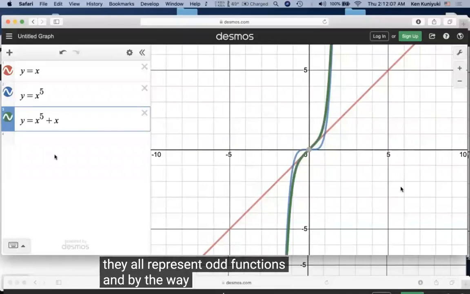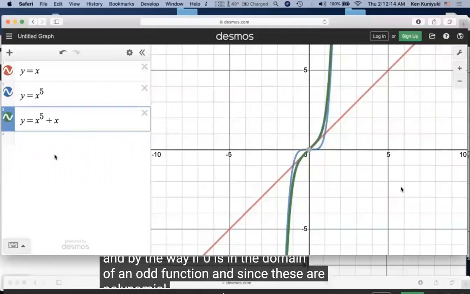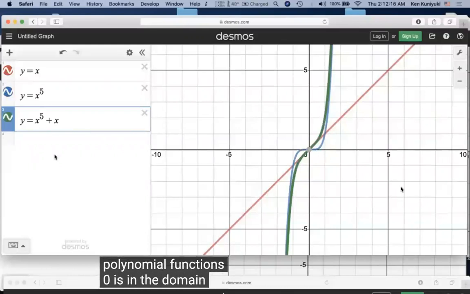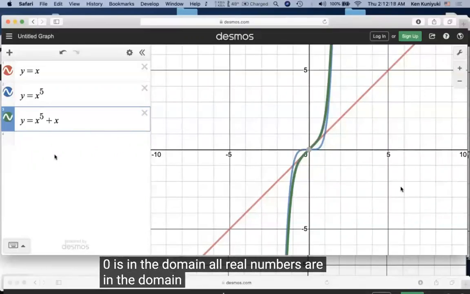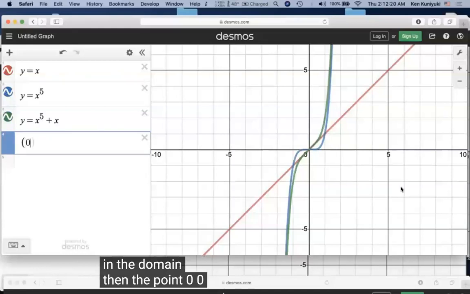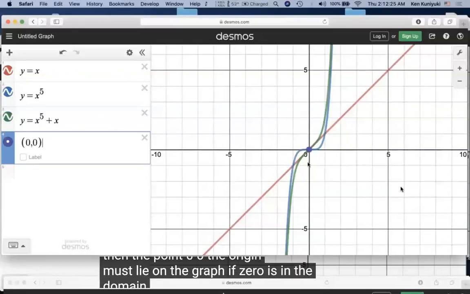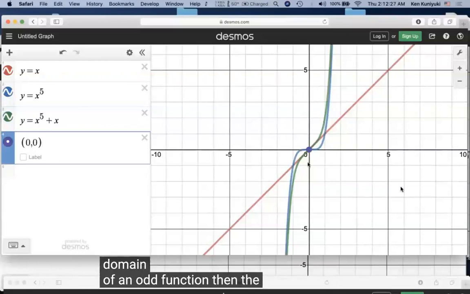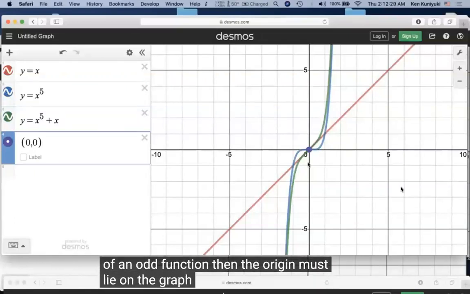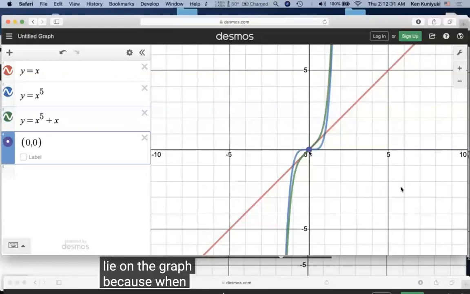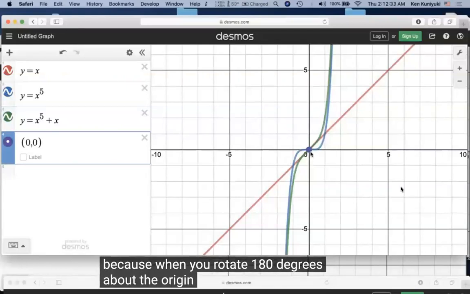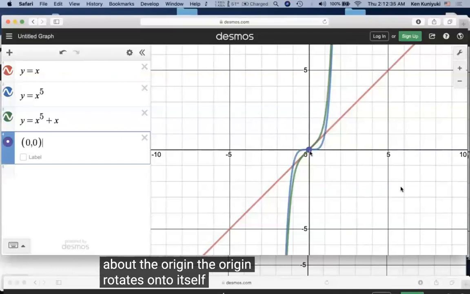And by the way, if 0 is in the domain of an odd function, and since these are polynomial functions, all real numbers are in the domain, then the point (0, 0), the origin, must lie on the graph. If 0 is in the domain of an odd function, then the origin must lie on the graph, because when you rotate 180 degrees about the origin, the origin rotates onto itself.